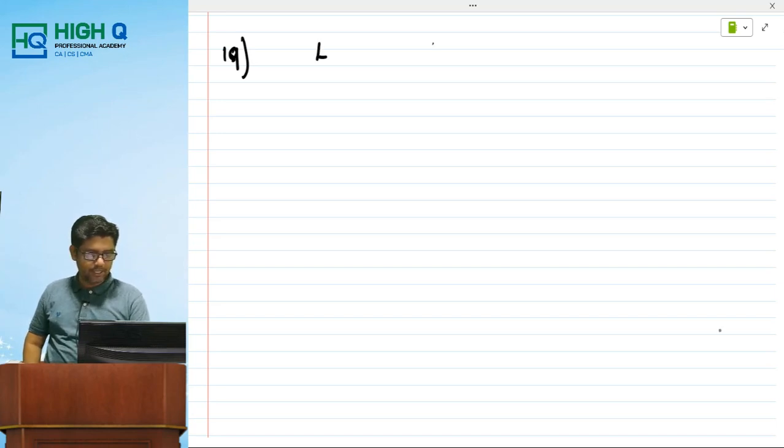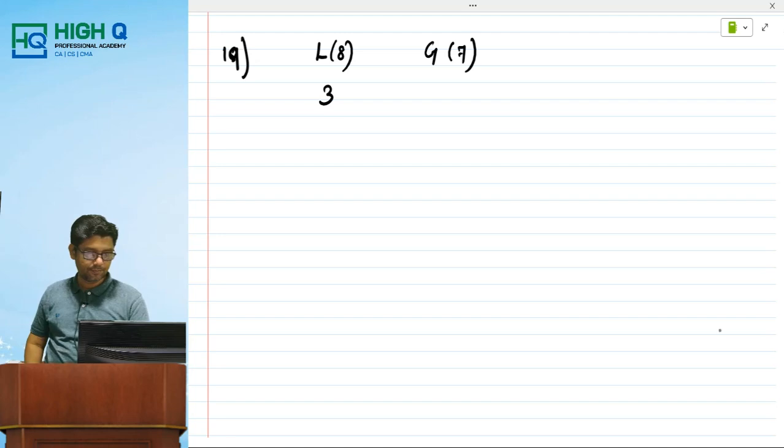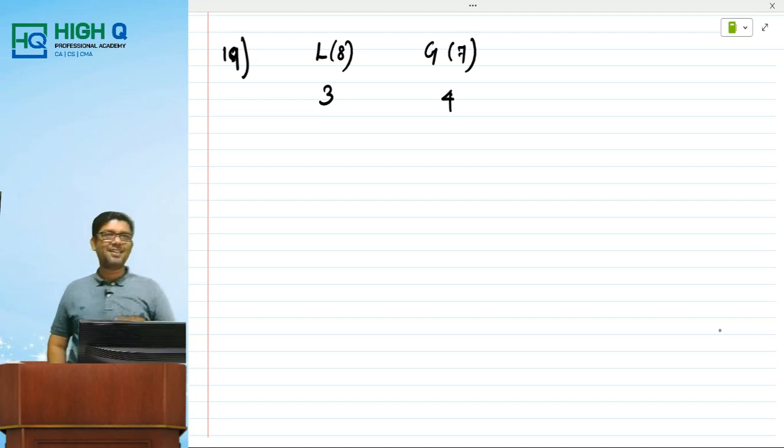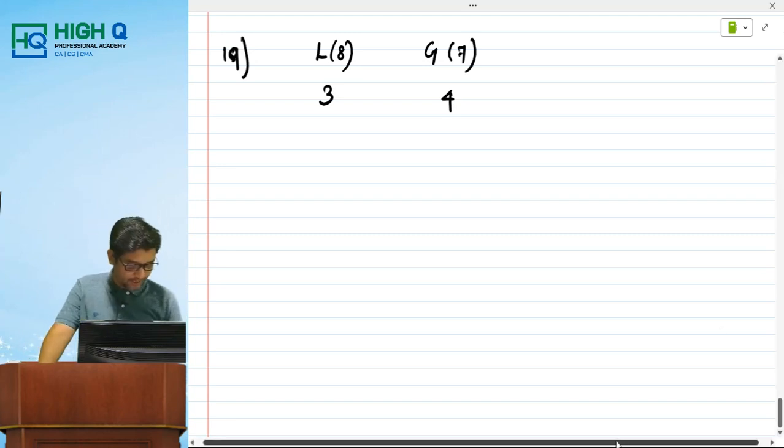Total how many ladies and total how many gentlemen? Okay, committee is to be formed. Committee should contain what? Sir, direct answer, sir, 8C3 into 7C4. No, they are having some condition. What is the condition, my dear?